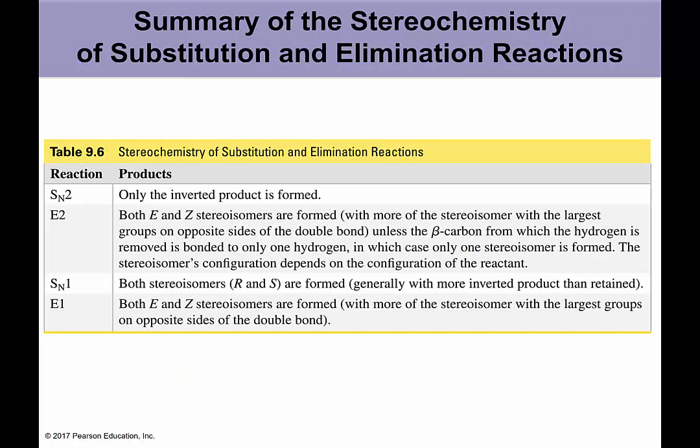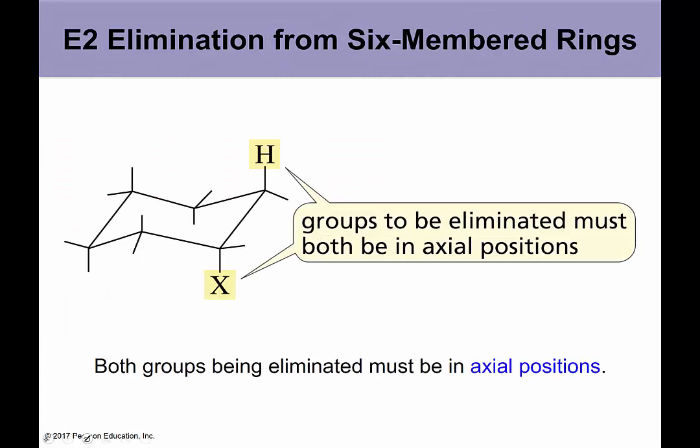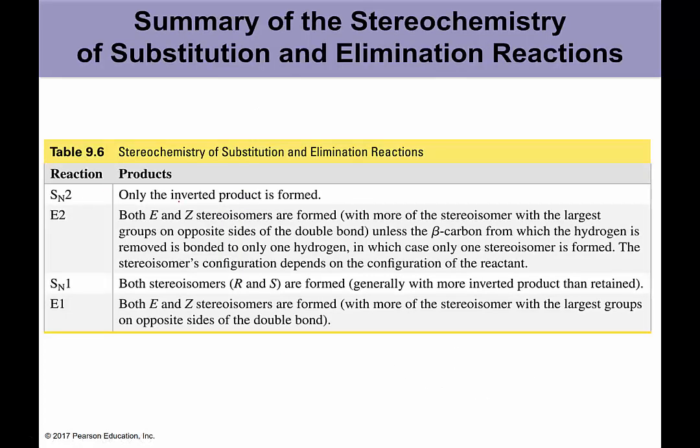So let's summarize very quickly what we know about stereochemistry in these reactions. For SN2 reactions, you only get inversion. If you have a stereocenter, a chiral carbon, you get an inversion of that center, a relative change in the configuration. On the other hand, for SN1, you get both R and S.